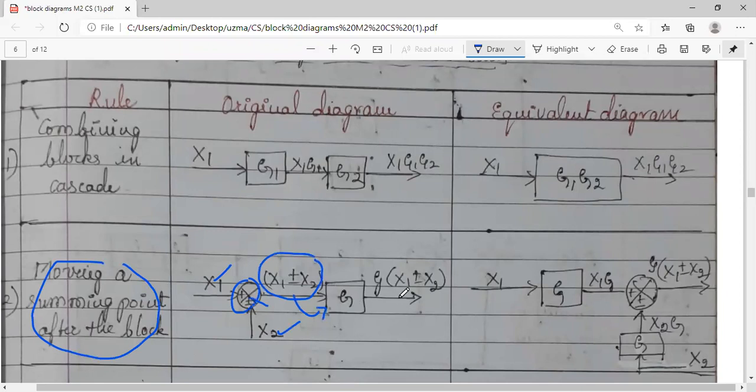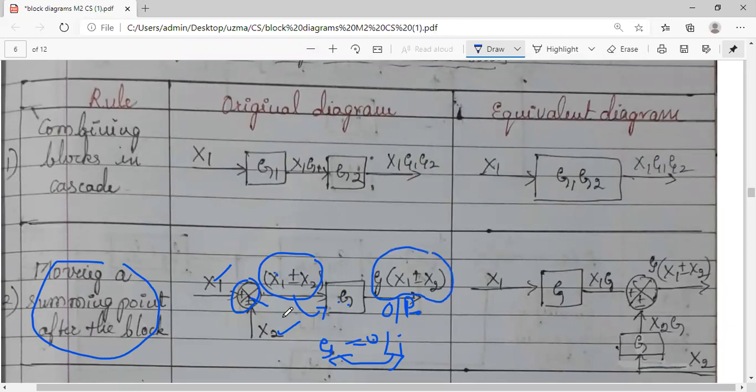So what is the output? Output is gain times the input. You know already that gain is equal to output by input. So if you want output, you have to multiply gain and the input. So output is gain times input. So it is G into x1 plus or minus x2.